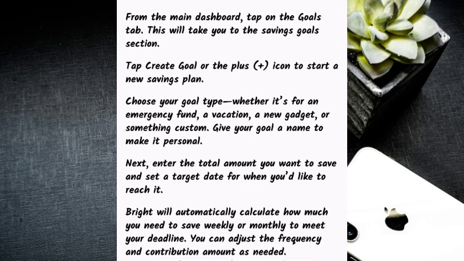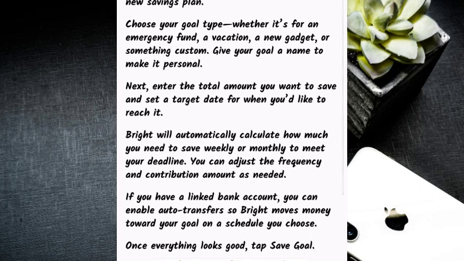Next, enter the total amount that you want to save and set a target date for when you'd like to reach it. Bright will automatically calculate exactly how much you need to save weekly or monthly to meet your deadline. You can adjust the frequency and contribution amounts as needed. If you have a linked bank account, you can enable auto transfers to Bright so that they move money towards your goal on a schedule that you choose.